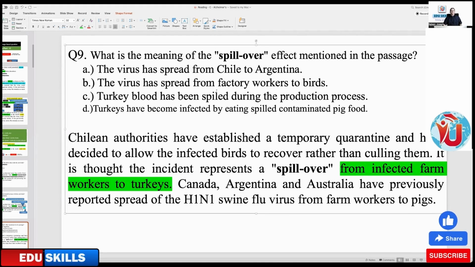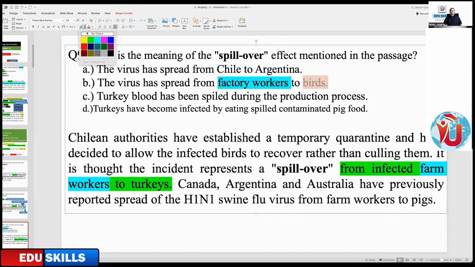Option B. The virus has spread from factory workers to birds. Spillover from infected farm workers. Farm workers, synonymous with workers. And to birds. Turkeys, synonymous with birds. Spillover. So immediately you have the answer soon after the highlighted word.